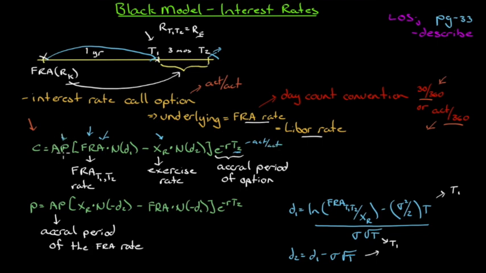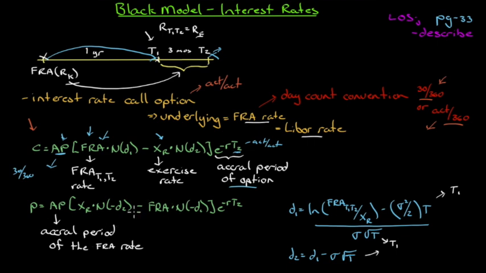This AP over here is the accrual period. That is this period right here. It is the accrual period of the FRA rate, and this will either be 30 over 360, or if it's any different period of time, if it's 46 days, it would be 46 over 360. It would be either 30 over 360 or actual over 360. So that's all we have to worry about. It's the FRA rate minus the exercise rate, discounted back for the accrual period of the option, and of course scaled by whatever the accrual period is for the rate that we're looking for.